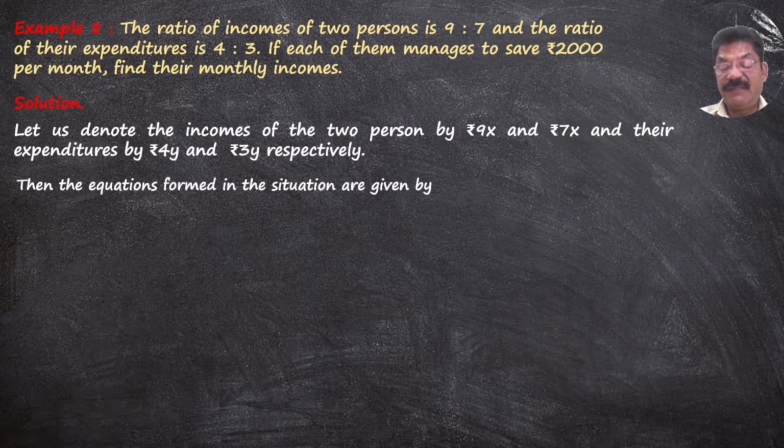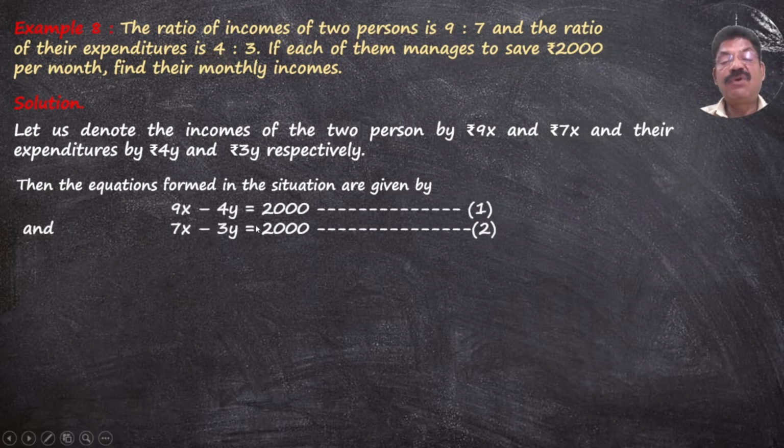Now, consider the first person. His earning is 9x, his expenditure is 4y. Therefore, 9x minus 4y is equal to rupees 2000 because his saving is rupees 2000. Therefore, 9x minus 4y is equal to 2000. For the second person also, saving is rupees 2000. Therefore, 7x minus 3y is equal to 2000.